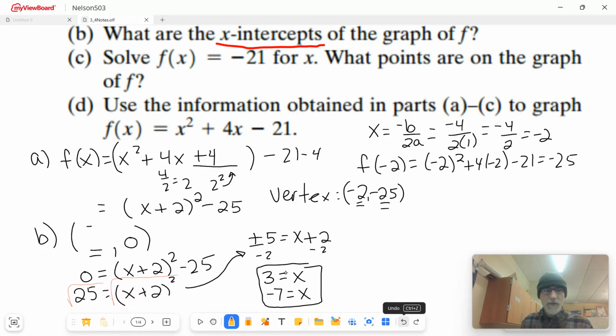I'm putting the wrong number there. We could have -7 for one of our answers, or we could have 3 for one of our answers for the x-intercept. There are two possible answers. Probably not a good idea to write it like I just did.